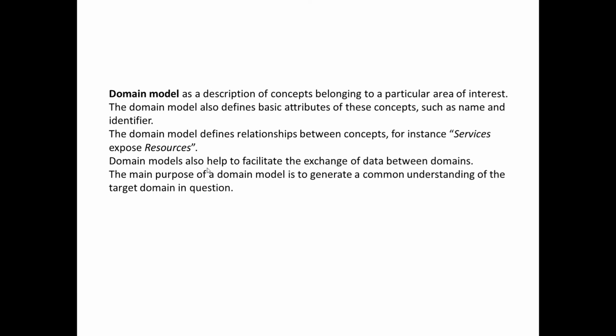So what are the exported resources? Collecting the resources. What are the resources? The mobiles, sensors, actuators. The domain model helps facilitate the exchange of data between the domains. Different domains are available nowadays. The purpose of the domain model is generating a common understanding of the target domain questions.